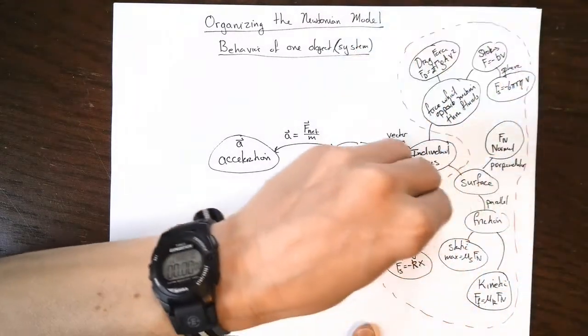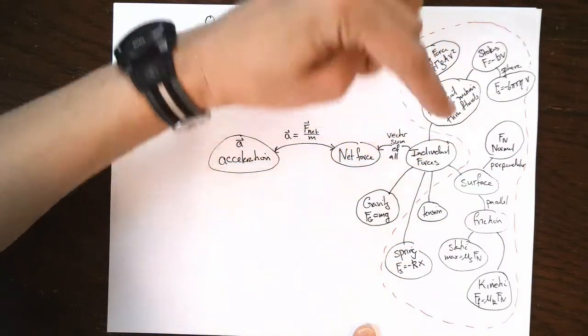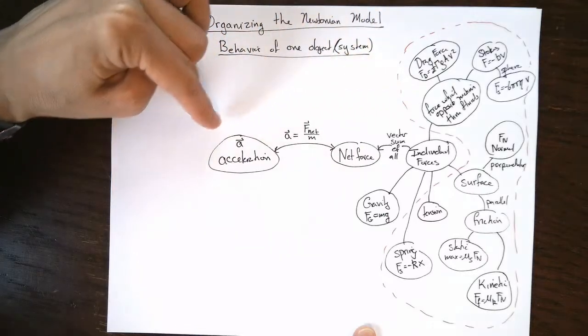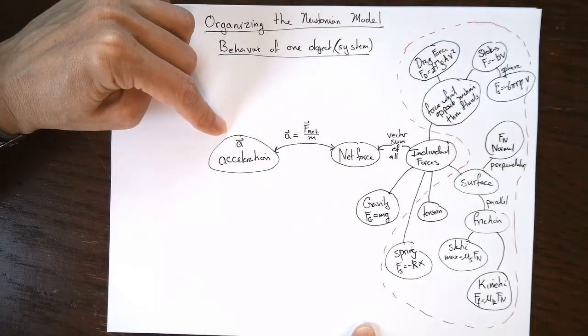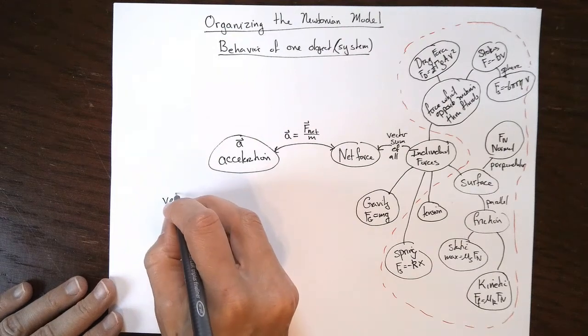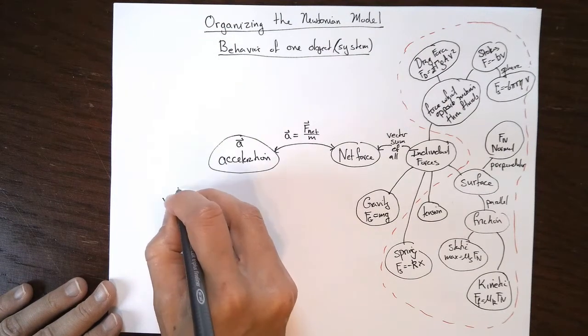We can look at all the forces on an object, get all the individual forces, add them up as a vector sum, get the net force on that object, and then we can use that to find the acceleration. And if we've got the acceleration, well, we can get to an object's velocity.